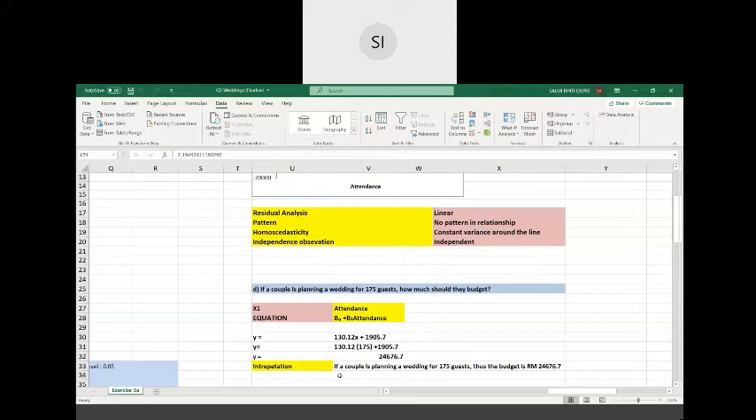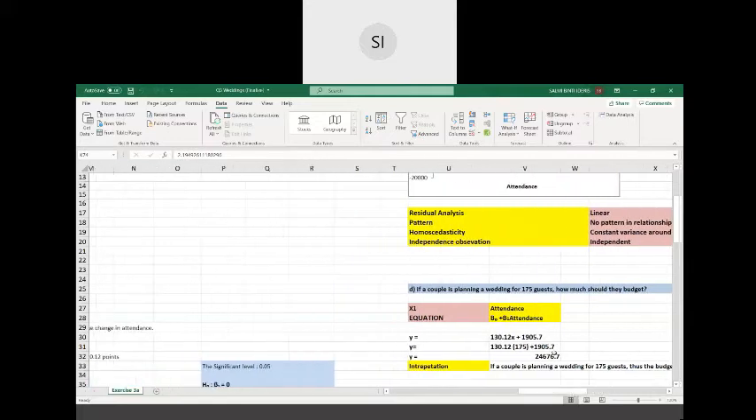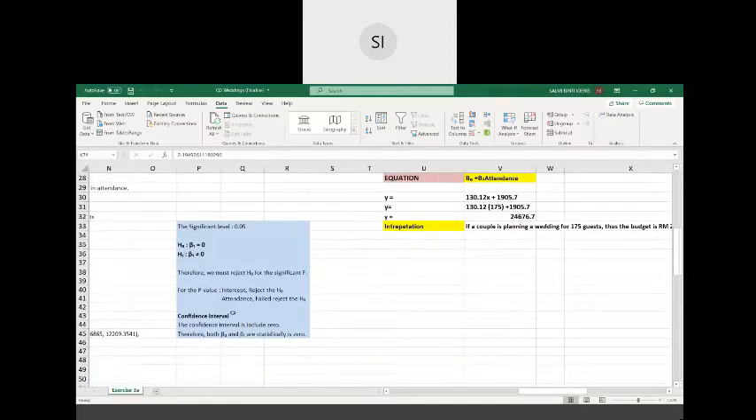24676.7. Jadi, interpretation kita, if a couple is planning a wedding for 175 guests, thus the budget is RM24676.7. So, ini samalah yang tadi. Ini soalan pertama tadi. Okay, that's all for me.